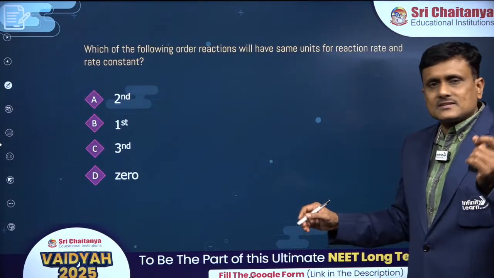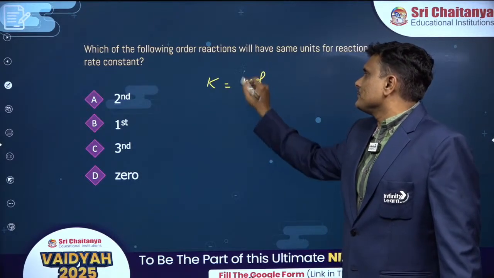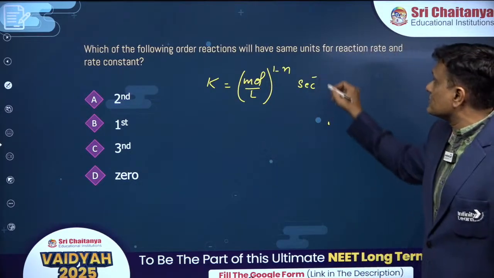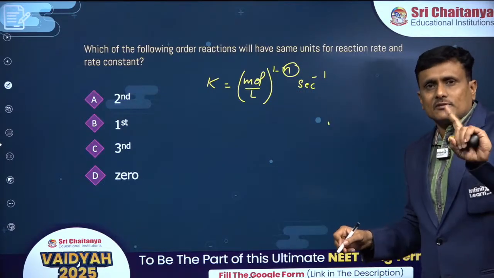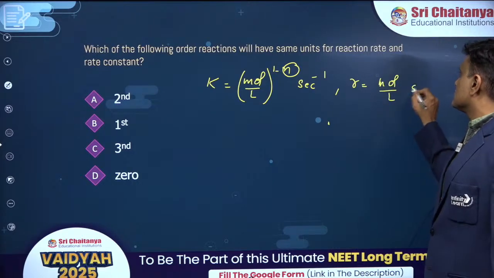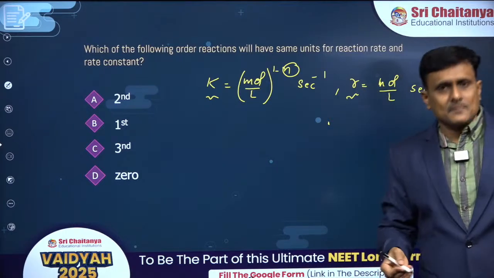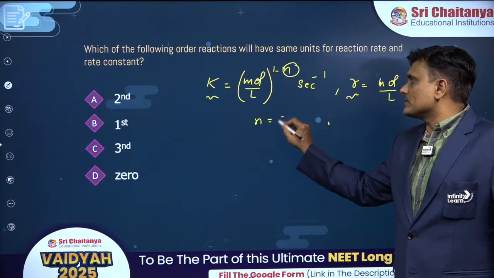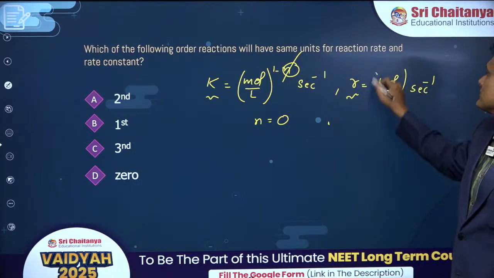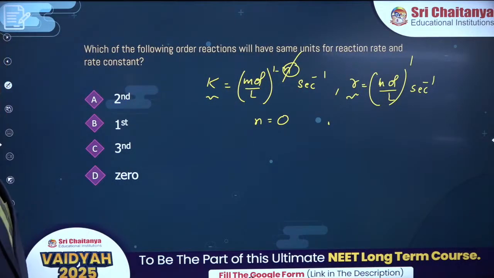Brilliant. Let's understand that the units of k is mole per liter whole power 1 minus n, time inverse. This varies with order. However, units of rate do not vary with order. They are always constant: mole per liter second inverse. So the units of rate constant and rate would remain the same when you substitute n equal to 0. When I substitute n equal to 0, you can see they both have the same unit. So it's a zero order reaction. Excellent, Bhargav. That's good going, Rebecca.